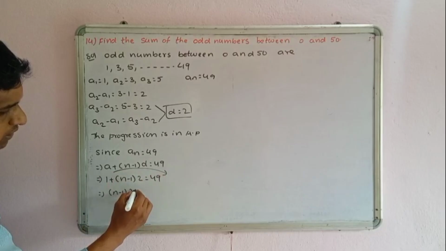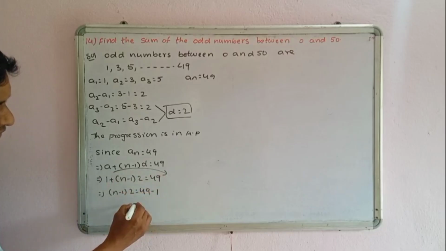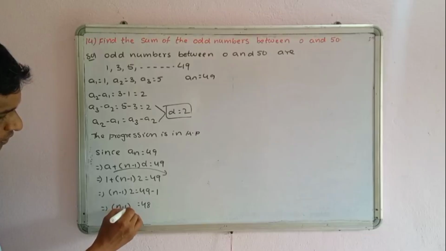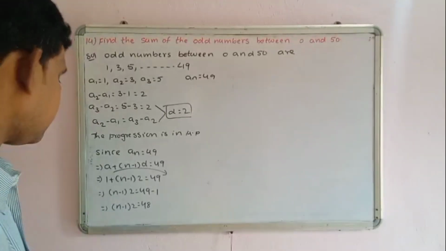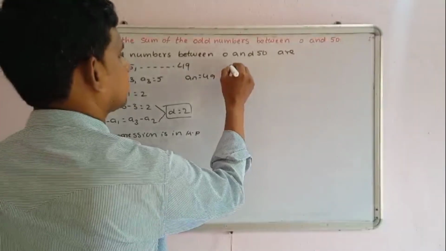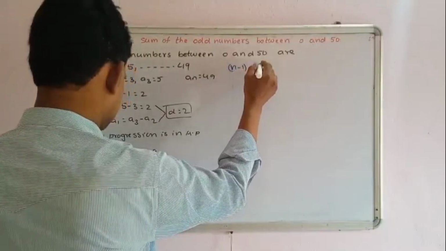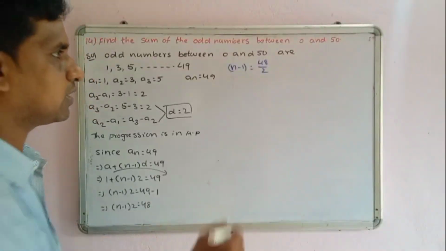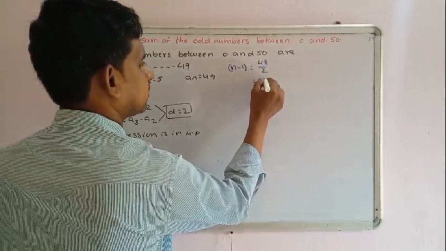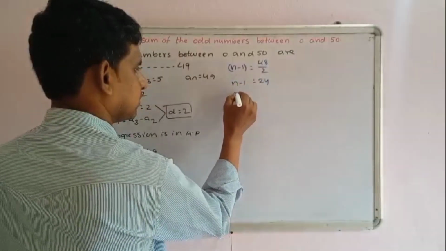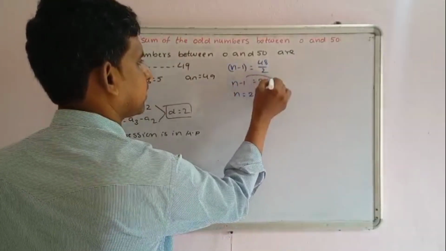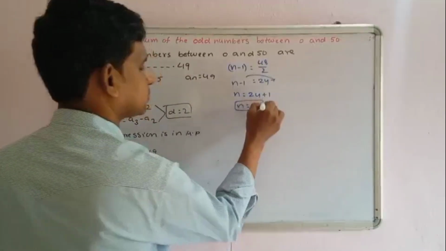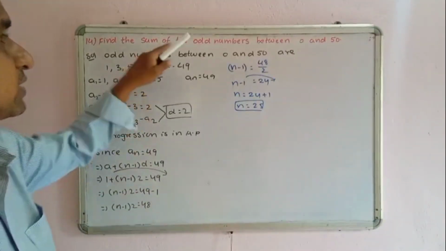1 transposes to the right side: 49 minus 1, that is 48. n minus 1 into 2 equals 48. So n minus 1 equals 48 over 2, the 2 transposes to the right side as divided by 2. So that is 24. So n equals 24, minus 1 transposes to the right side plus 1, that is 25. n equals 25. Now we will find the sum.